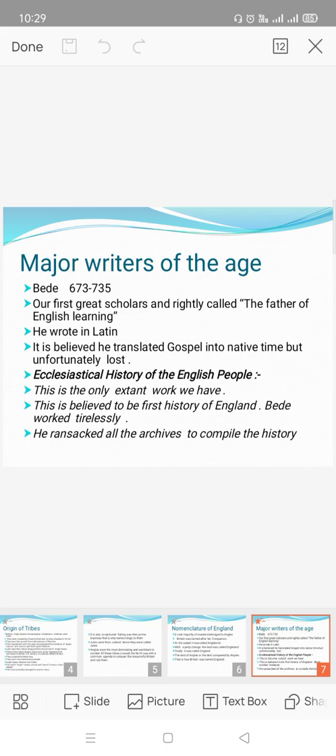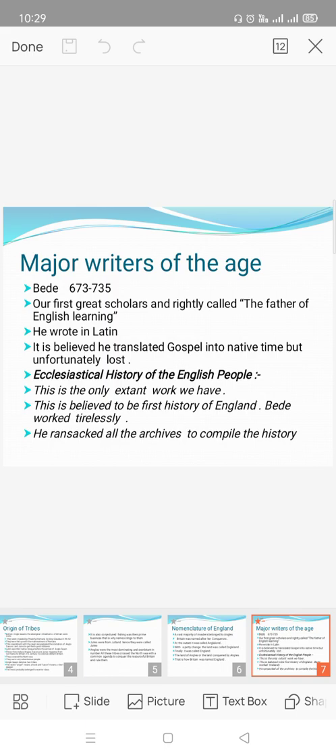The most important and significant work of this era was the Ecclesiastical History of the English People. This work is the only extant work we have. Remember it. Extant means the work which has arrived to us, and in other words, is extent. Extent stands for boundary, for limit. We have to distinguish this word from that word.